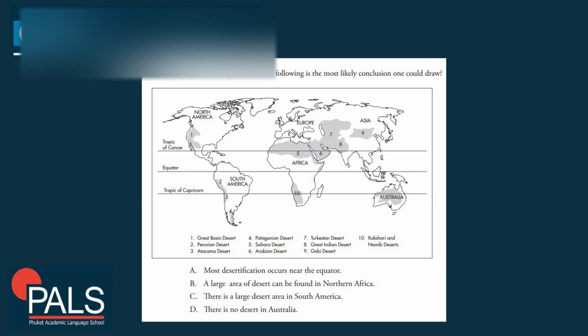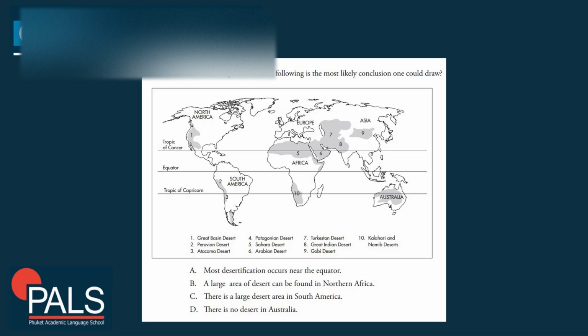Okay, here we have a geography type question asking us to look at the data on a map and draw a conclusion. Number 11 asks, based on the map, which of the following is the most likely conclusion one could draw? Go ahead and pause the video, look at all of the different deserts, look at the lines indicating the Tropic of Cancer, equator, and the Tropic of Capricorn, and where each desert is. Okay, I hope you had a chance to go over the map.